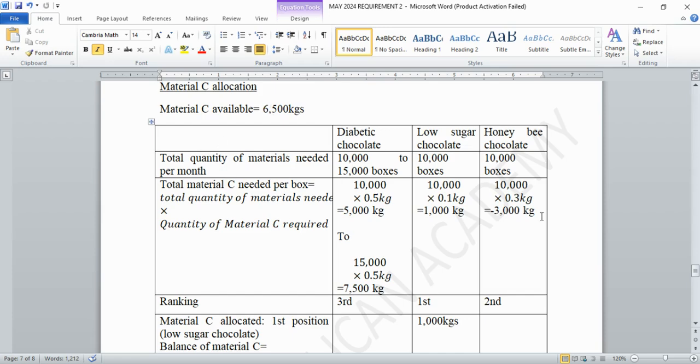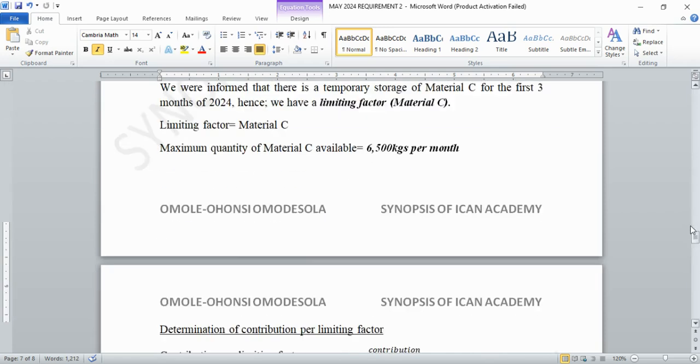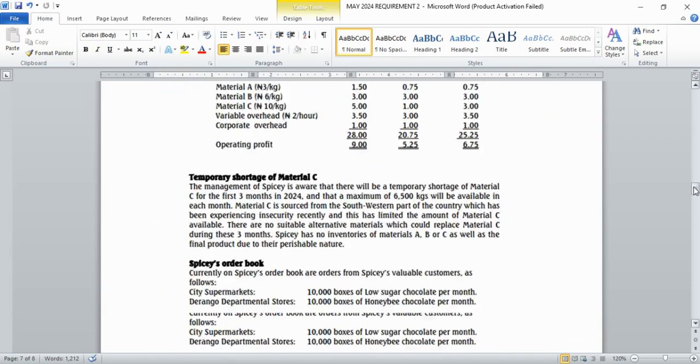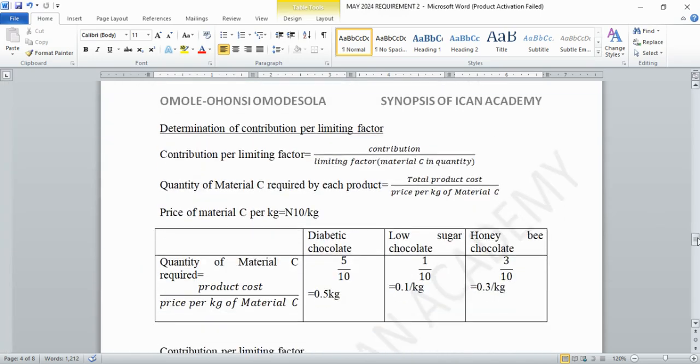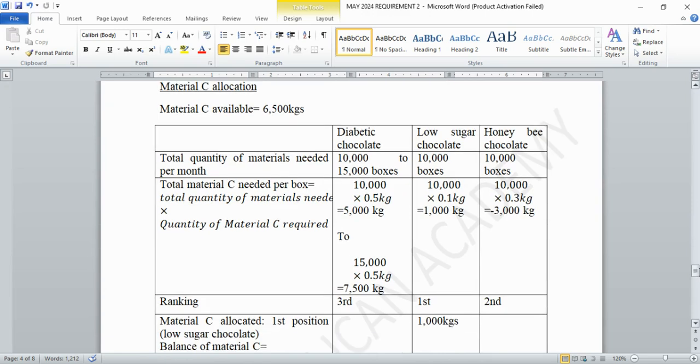And now the quantity needed per month. Remember that we're told also that the quantity needed per month is 10,000 boxes of low sugar, 10,000 boxes of honeybee, 10,000 to 15,000 boxes of diabetic chocolate. Remember, right? So that's the total quantity that they need to supply, the order they have. Let's just say total orders per month. So this is the total orders that they have per month.